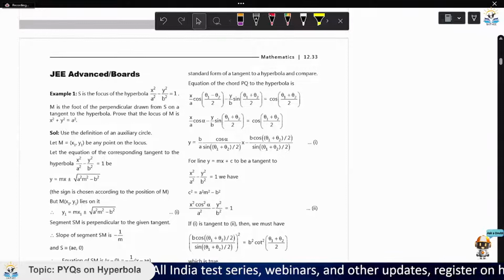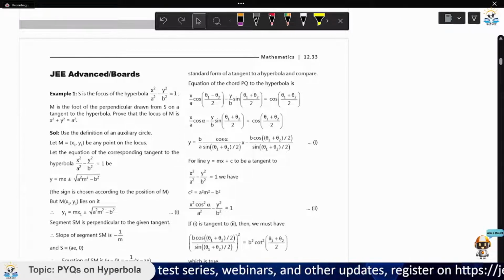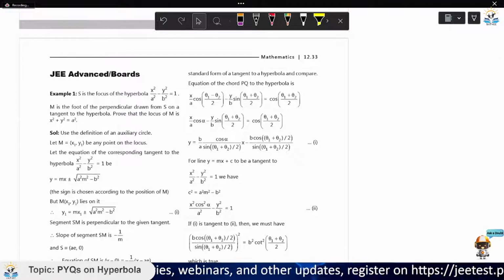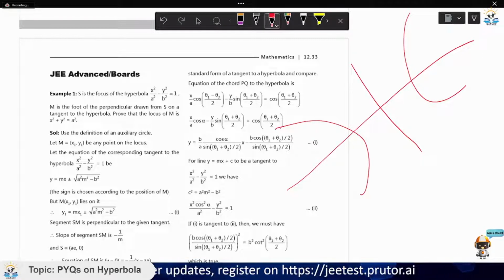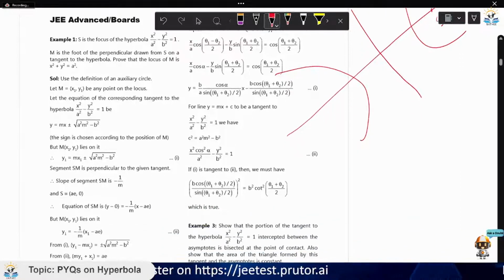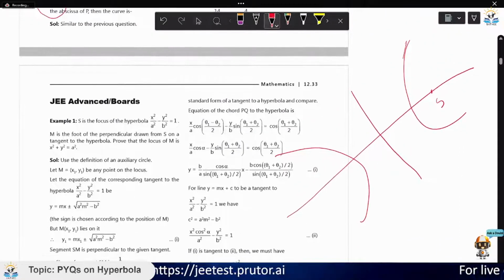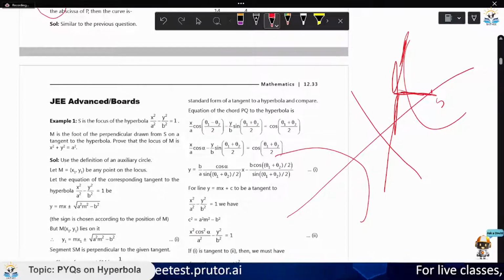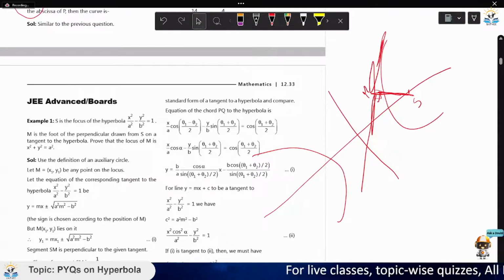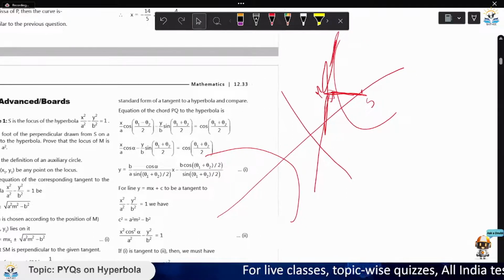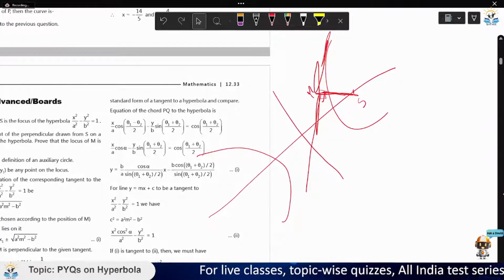So what do we have here? S is the focus of the hyperbola. M is the foot of the perpendicular drawn from S on the tangent to the hyperbola. So what they're trying to do is, this is my S, and M is the foot of the perpendicular. Basically, let's take this is the tangent, and this is my perpendicular from S, and this is my M. Prove that the locus of M is a circle. Okay, so let's solve it. We know what the tangent of a hyperbola looks like.